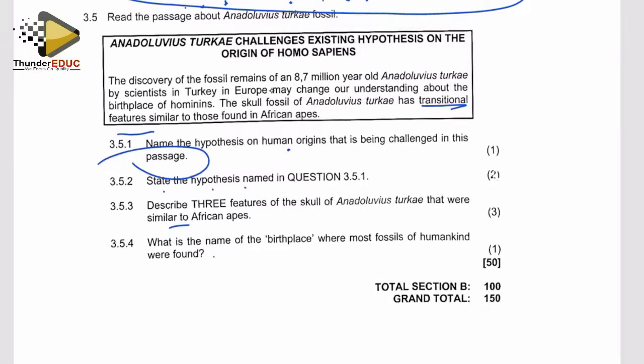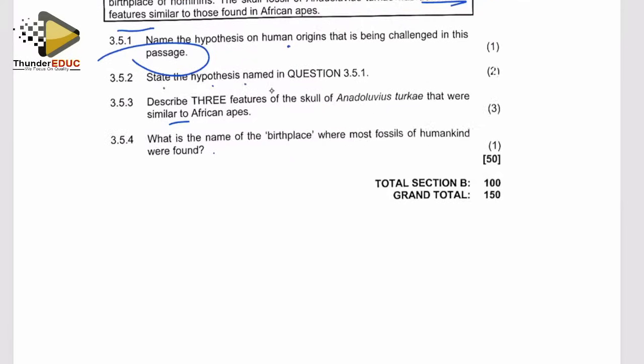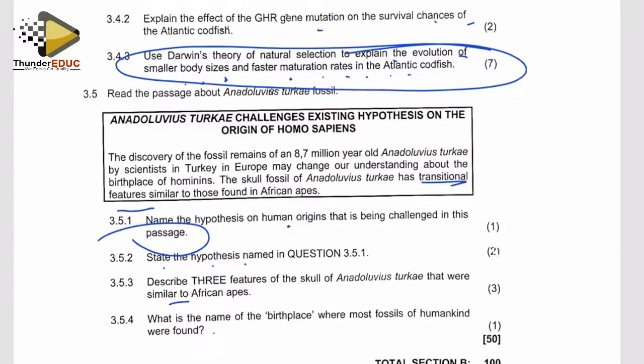They're asking, what is the name of the birthplace where most fossils of mankind were found? So this is the Cradle of Humanity. So basically that is the paper, and since the paper was not that difficult, I see that you guys will make it.